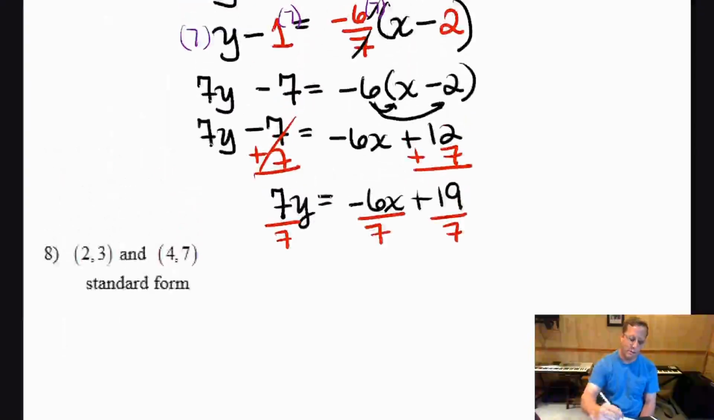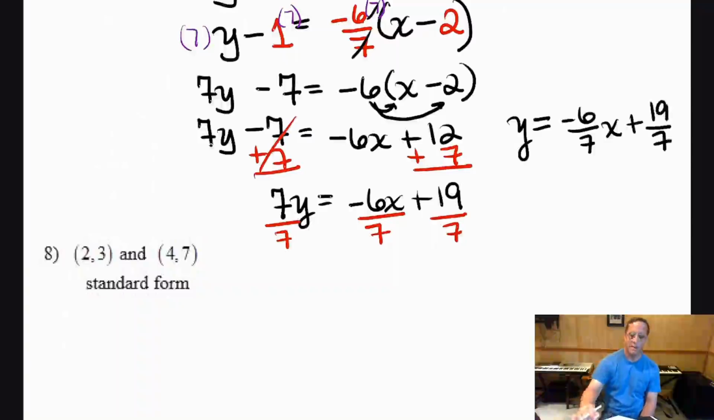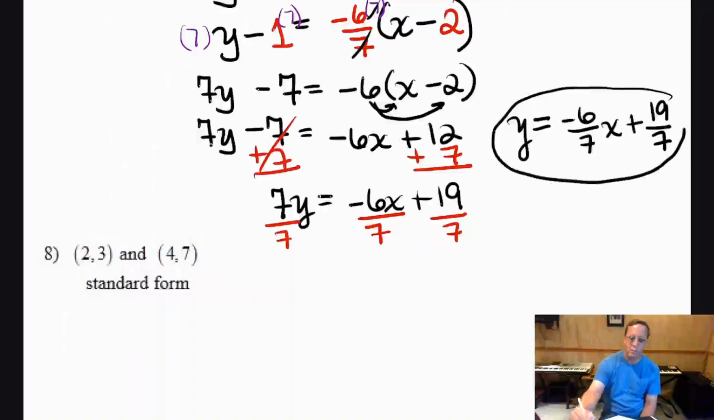Kind of a weird looking answer again, but it's right. So y equals negative 6/7 x plus 19/7. That would be kind of hard to graph because 19/7 would be, you'd be purely guessing as to where that is on a normal graph. It would be kind of tough to put it in. But the point for this problem was just to get it into this form, which is what we did.